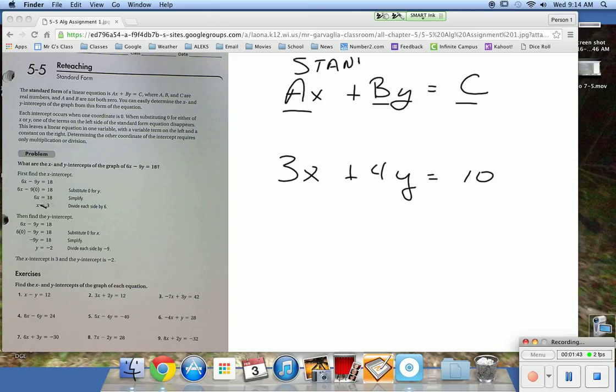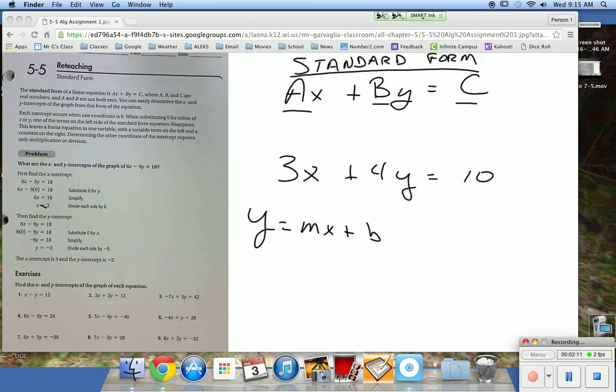You're going to see standard form quite a bit as you go forward. You may be asked to put something in standard form. Can I take standard form and put it into slope-intercept form, y equals mx plus b? Yeah, because once you figure out the numbers, you just plug them in.